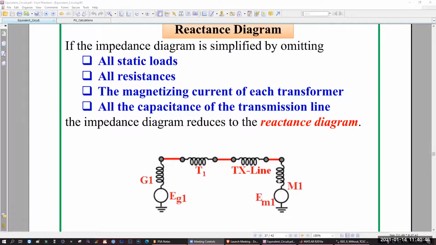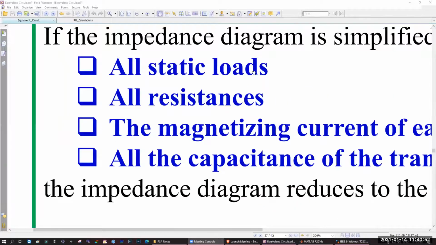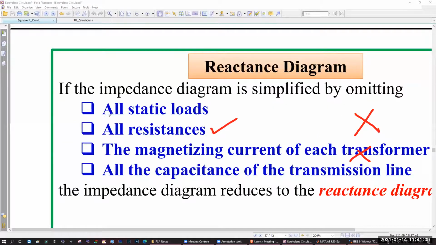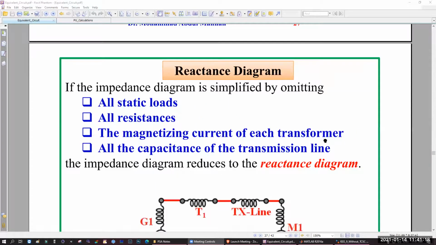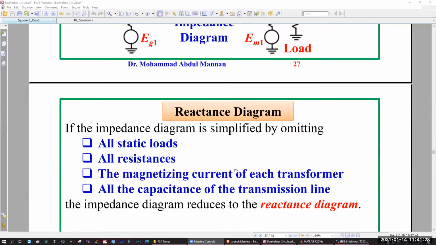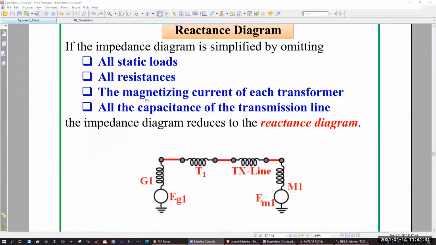Now here they have done one more thing, that is they ignore the load, right? They also ignore the static load. That means they ignore these and as well as they ignore these. Understood? So all resistances will be ignored. All static load. Static load means RL, RC load. Load will be ignored. The magnetizing current of each transformer will be ignored. All capacitance of the transmission line will be ignored. So transmission line capacitance is already ignored. If it was not ignored, it will be ignored here. Okay? Got my point?